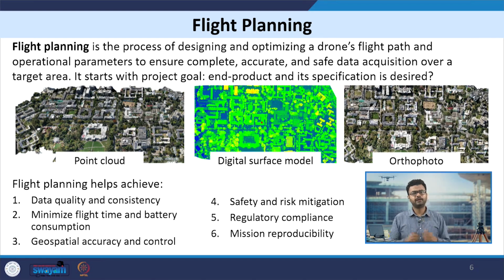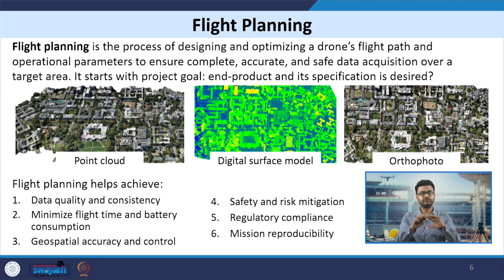So flight planning helps us achieve data quality and consistency so that we have consistent coverage of the data and quality all over the region of interest. It helps minimize the flight time and battery consumption, therefore minimizing the overall cost associated with the survey project. It also helps enforce geospatial accuracy and control through locations of ground control points. It also helps in safety and risk mitigation as well as regulatory compliance so that your drone does not fly into some kind of zone which is near the airport, near some military installation or some other critical infrastructure.